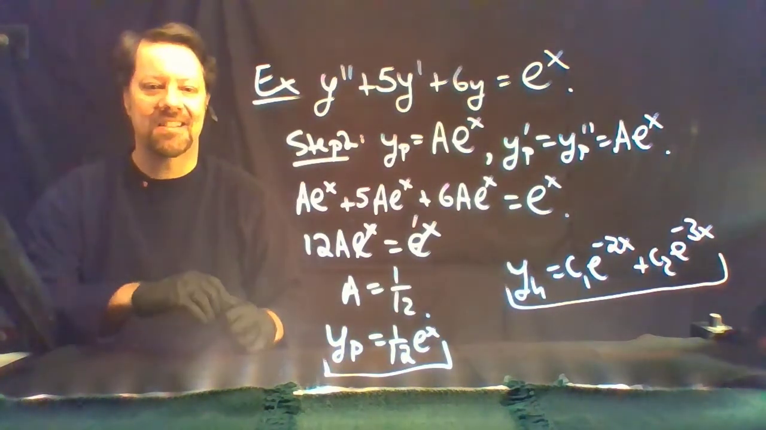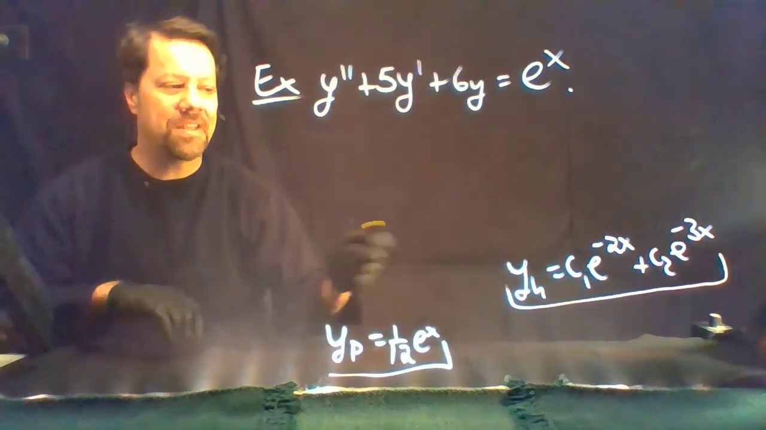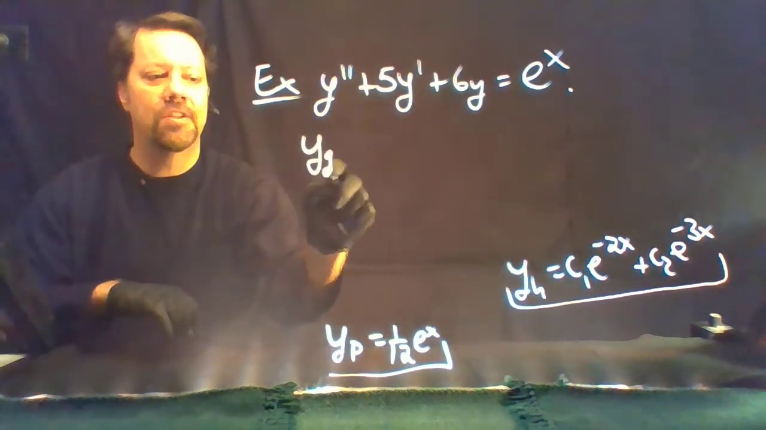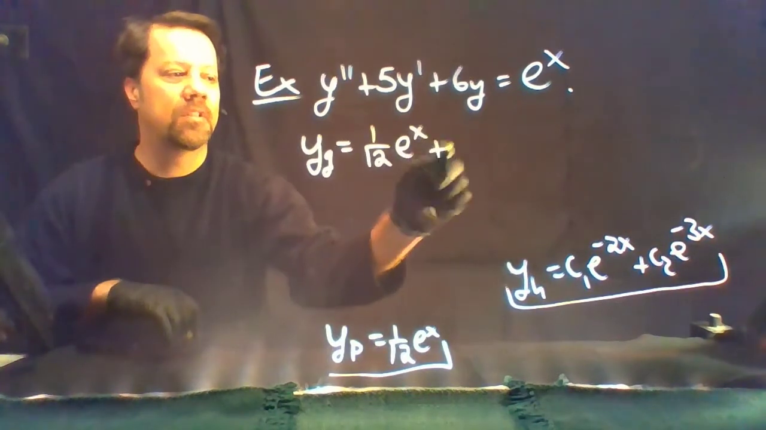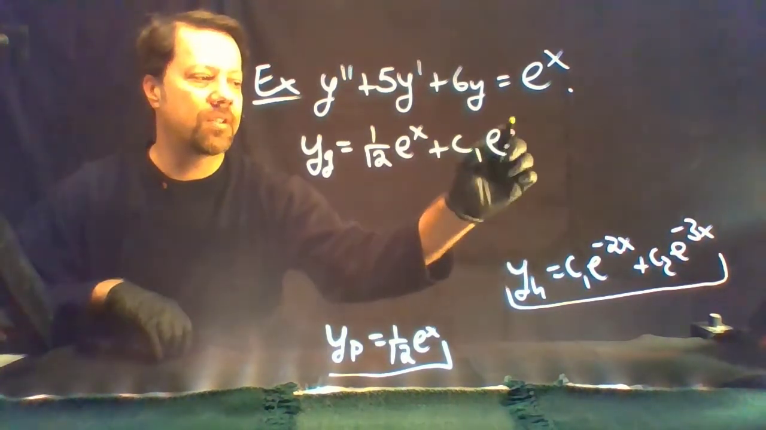That means that the particular solution is 1/12 e to the x. It follows from these facts that the general solution will be the particular solution plus the general homogeneous solution.